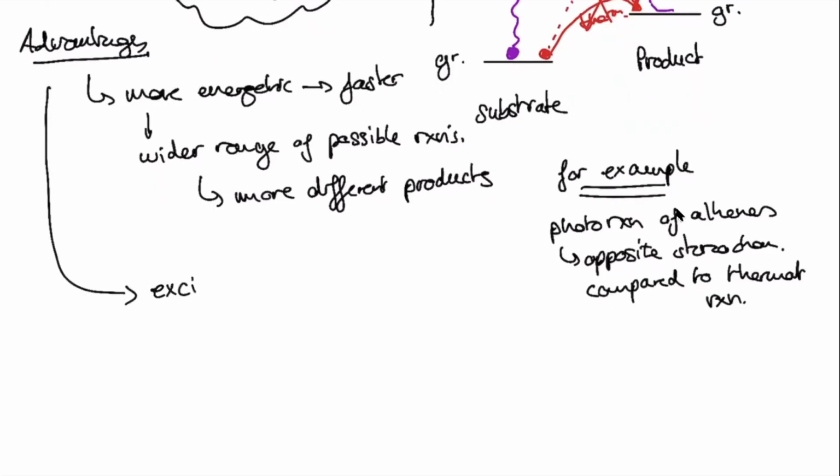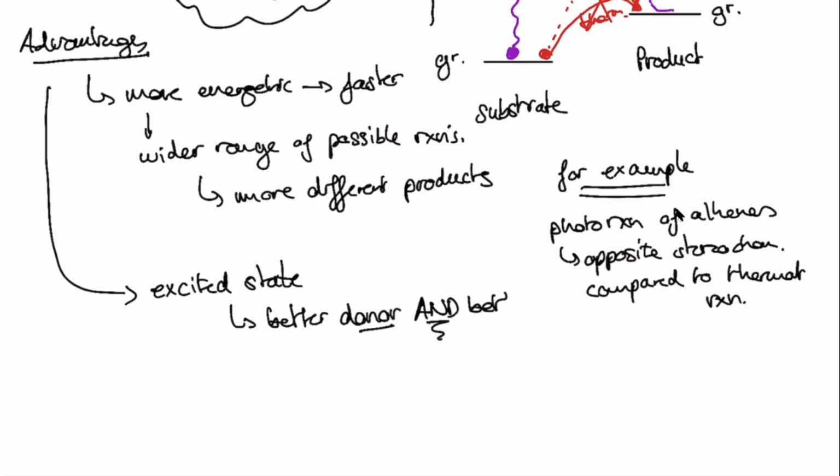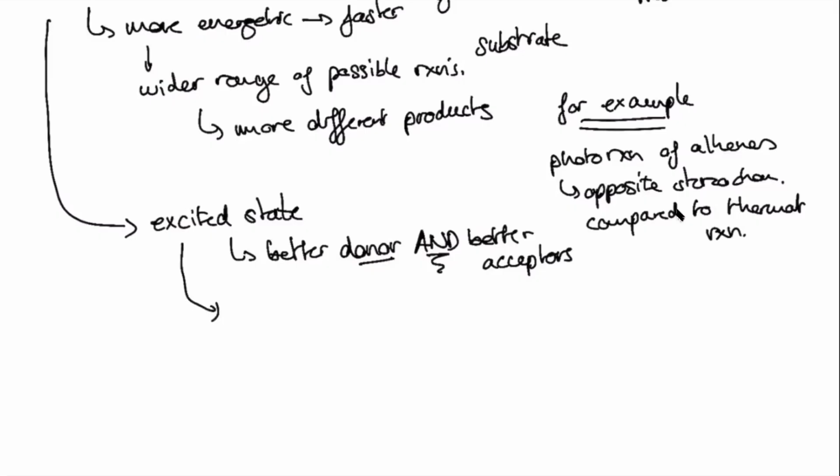Other advantages. So molecules in the excited state are better donors and better acceptors, which is weird. If you look at the ionization potential, the ionization potential is the minimum energy required to remove an electron completely from the molecule, right? That becomes smaller. Right, you can imagine if you excite an electron to the first excited state to go to the vacuum energy, that is a much smaller distance when it's excited versus when it's in the ground state.